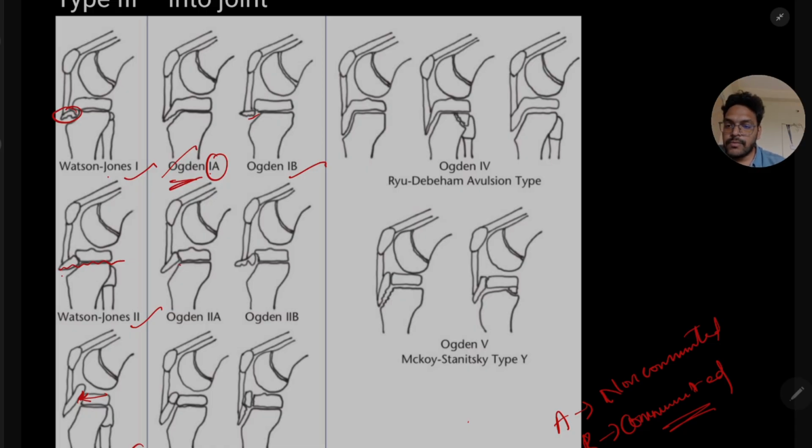Similarly, at the level of the physis, non-comminuted is 2A, and comminuted is 2B. Above the level of the physis, non-comminuted is 3A, and comminuted is 3B.